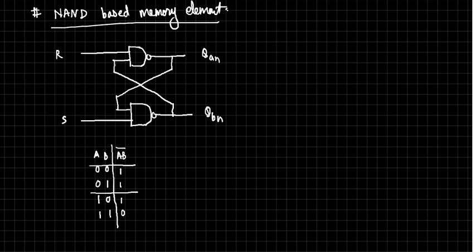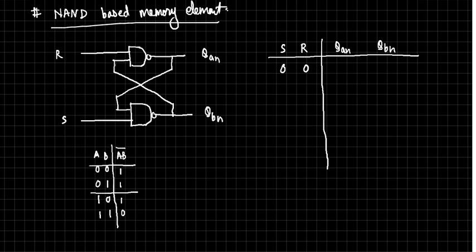Alright, let's prepare the characteristic table for this. Let this be QAN, QBN, and consider the case 0 0. When it is 0 0, it will always be 1 1. Is it a stable situation? Try to give some more, try two to three more times. You will get a stable output as 1 1 always.